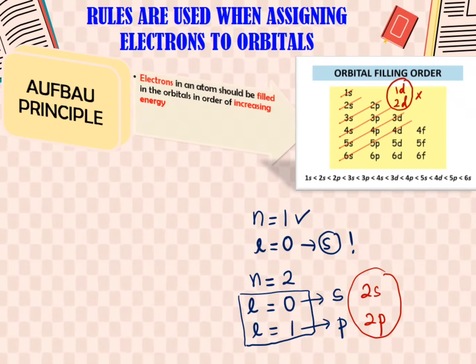So sebab tu kalau S, kalau awak tengok dia ada 1S, ada 2S. Sebab apa? Sebab kita tahu dalam n equal to 1 ada 0, dalam n equal to 2 juga ada 0. 0 refer kepada S orbital. So that's why kita tak ada 1P. Okay, 1P juga tak ada, 1D, 2D juga tidak ada. Boleh faham? Okay, so buat benda ni.